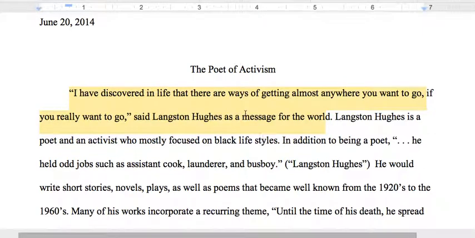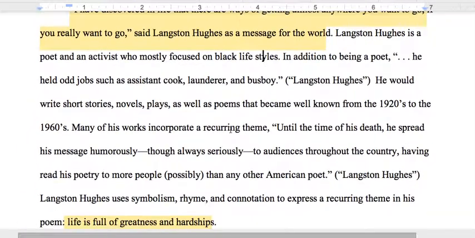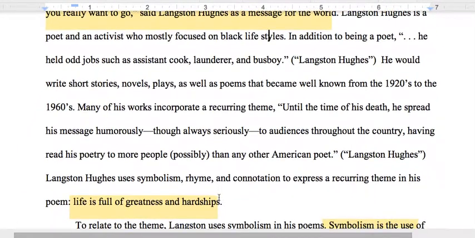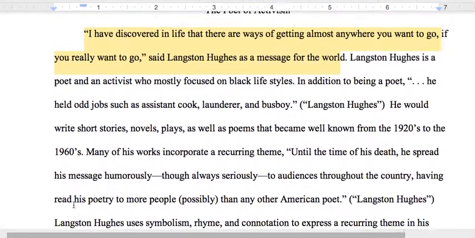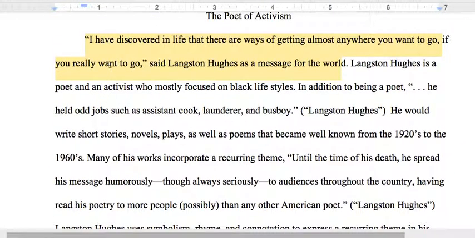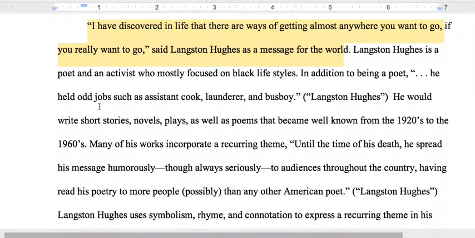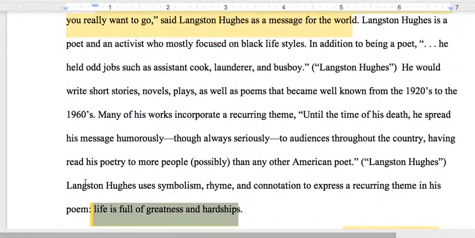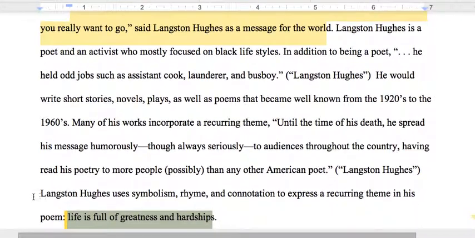The weakness here is that the author does not really connect this hook to the thesis. The thesis is about life being full of greatness and hardships, and that doesn't really connect to this quote. The transition from the quote to the thesis is a bit rough. It's not that well done. So because of that, the introduction is B quality rather than A quality.